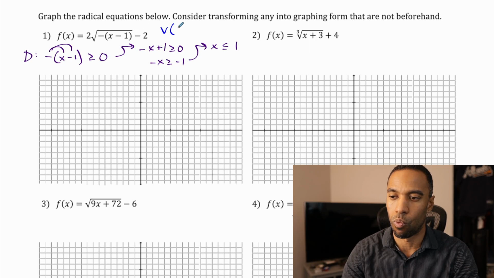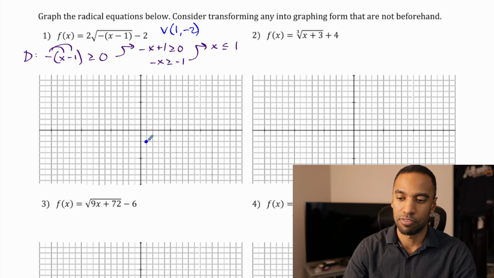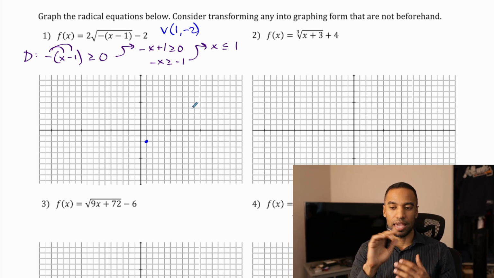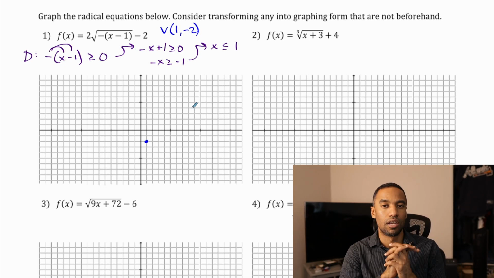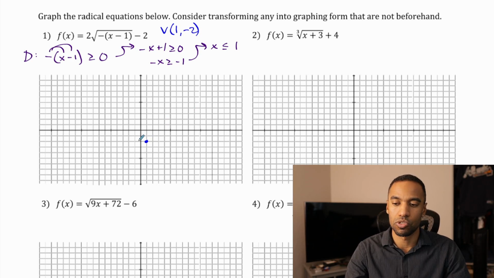h, k. My h is 1 because we flipped that sign. My k is negative 2 because we keep that sign. So I'm going to start at 1, negative 2 right here. Now every point hereafter is going to take on that square root behavior for y. As I displace myself to the left, 1, 2, 3, 4, 5, 6, 7, 8, I'm going to go up the square root amounts of those values.